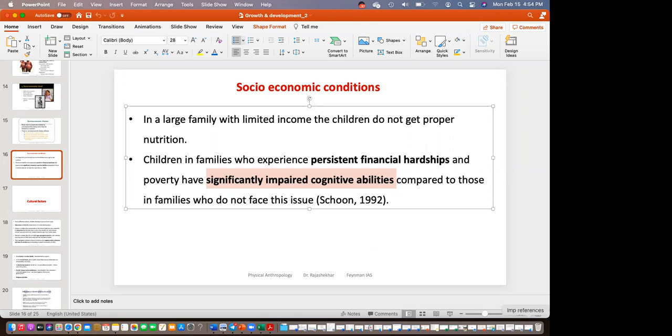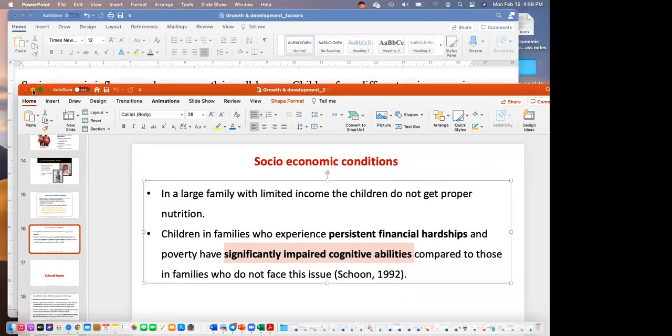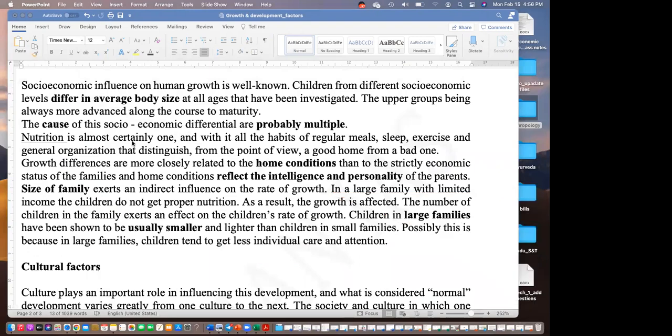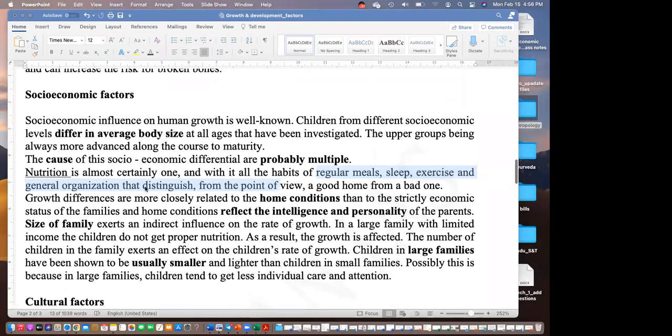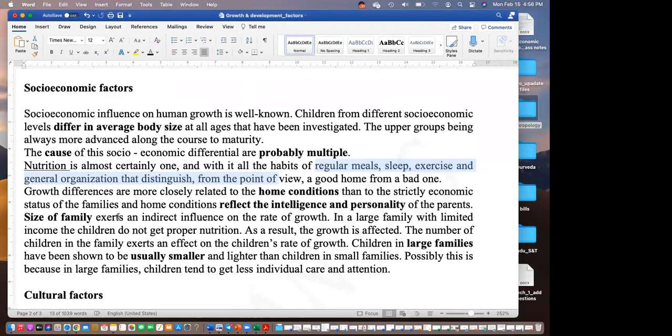Okay. These types of observations you can write here. I've put these discussions in the handout. I talked about a few aspects that you can write here. So nutrition, we already discussed, is connected to socioeconomic factors. The size of the family exerts an indirect influence on the rate of growth, which I talked to you about.